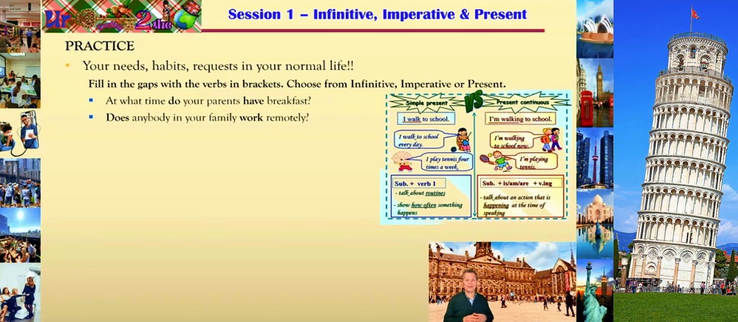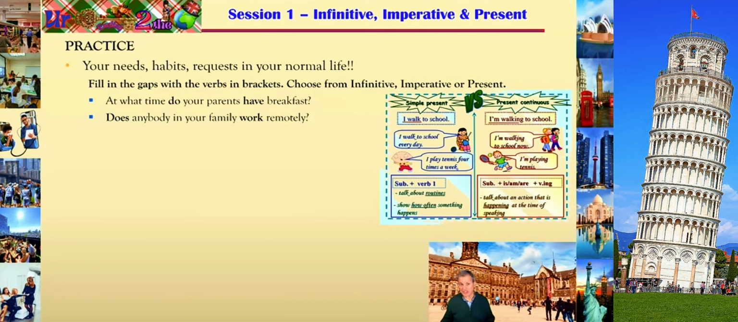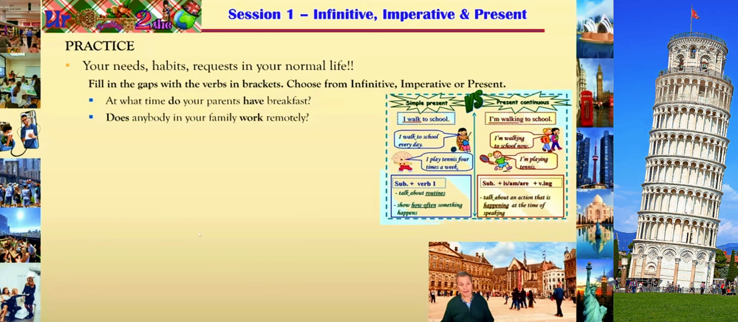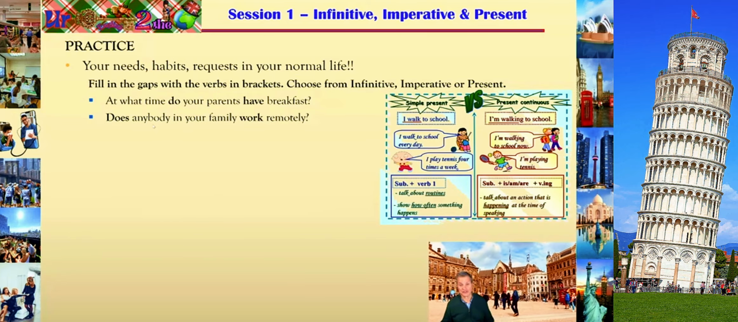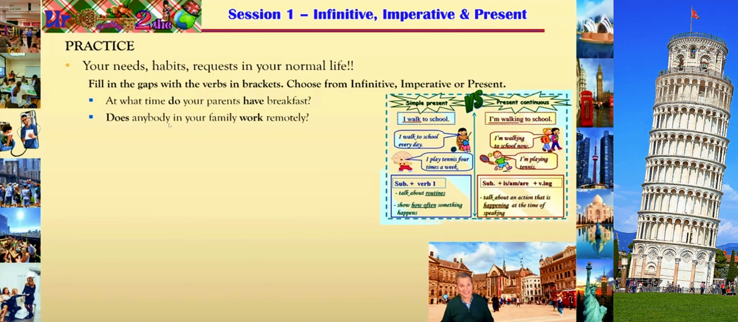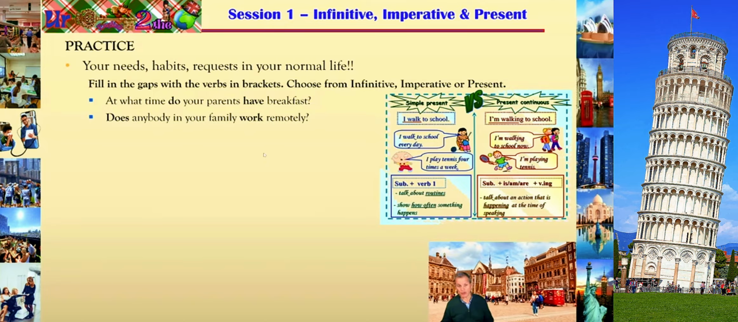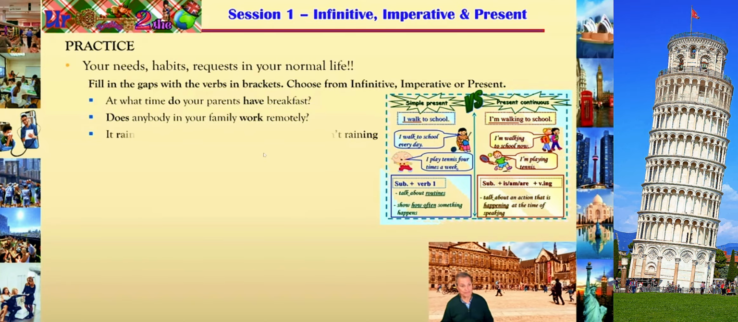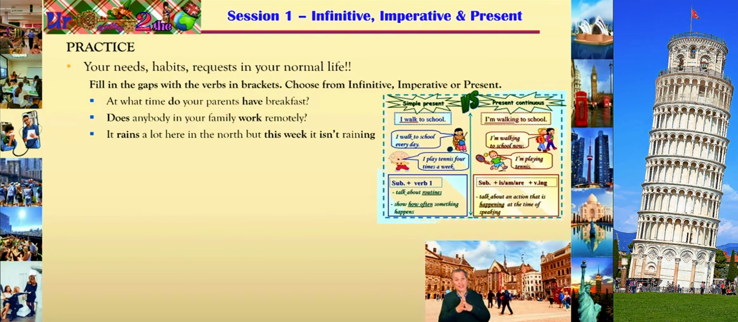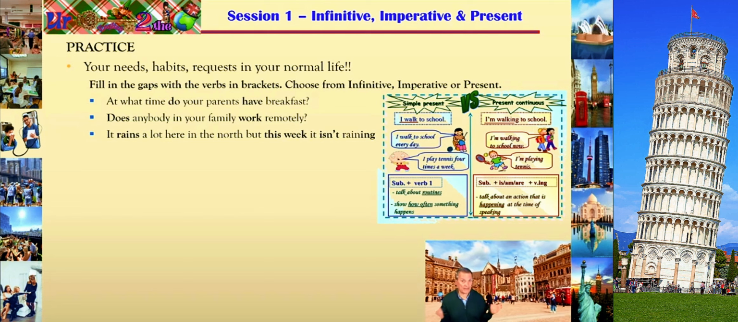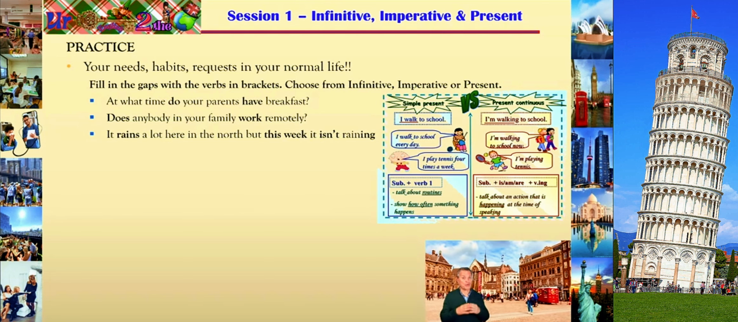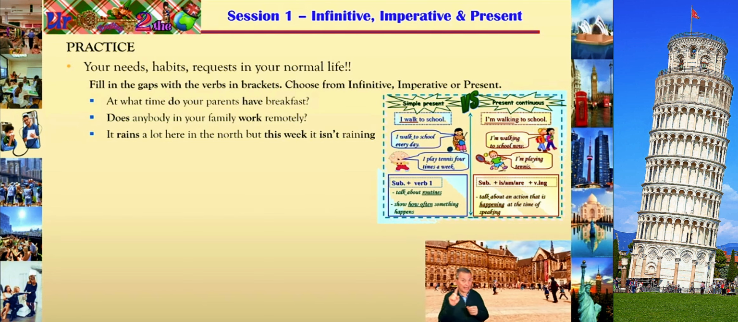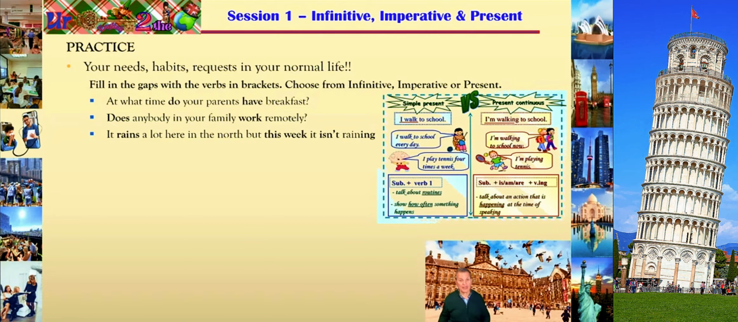Does anybody in your family work remotely? This is a question about anybody. Anybody is third person singular. For this reason, we have to use does. And work would be the verb, right? It rains a lot here in the north. I mean, it's something that normally happens. For this reason, we are using present simple ending in S because it's a third person singular.